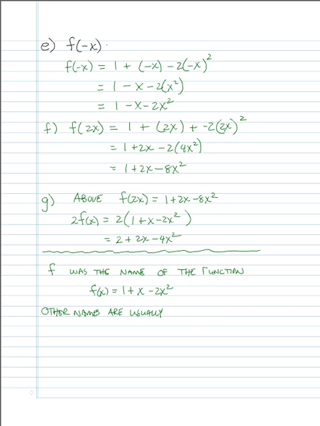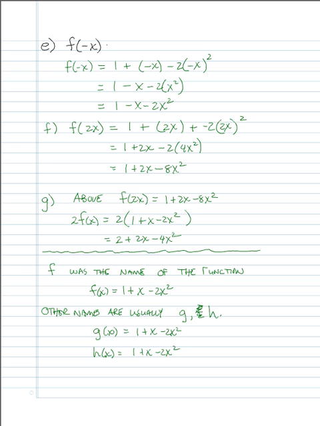Other names are usually maybe like a G and an F. A G and an H. They can be any names, but my point is F, G, and H are the most common names for functions. And so instead of saying f of x, we could have said g of x is equal to 1 plus x minus 2x squared. Or we could have said h of x is equal to 1 plus x minus 2x squared. And the point of it is the name of the function is not important. It's the rule on how we calculate y that's important.